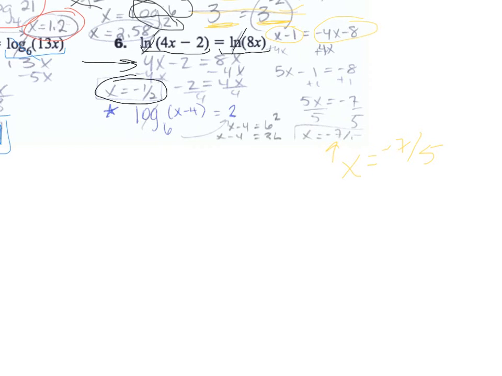Now, this last starred problem, you see log, so you get rid of log. The 6 goes to the other side. So you're left with x minus 4 equals 6 squared. Right, the 2 pops up. So then when we solve, we have x minus 4 equals 36, and we add 4, and we get x is 40.